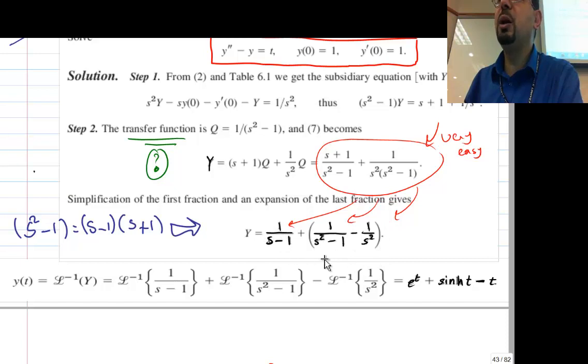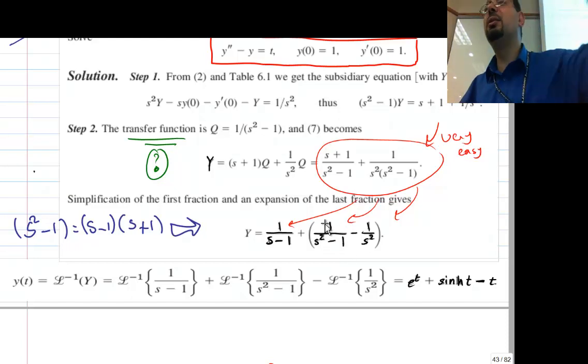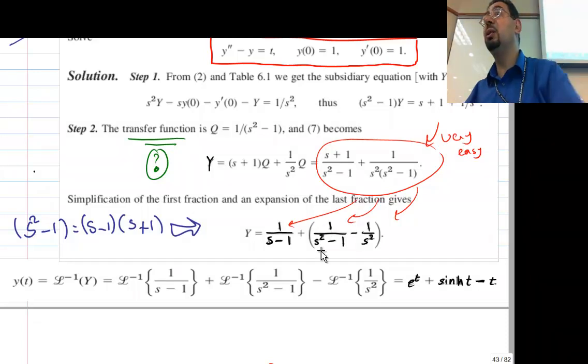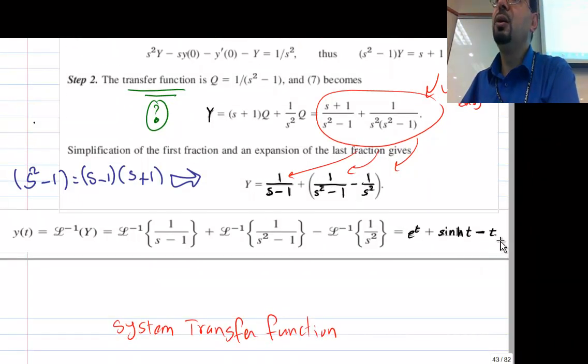So 1 over s minus 1, that's e to the power t. 1 over s squared minus 1, that's sine t. If it was 1 over s squared plus 1, it would have become... No, the plus and the minus turn you from sine to sine. It's the s on top that turns you from sine to cosine. All right?